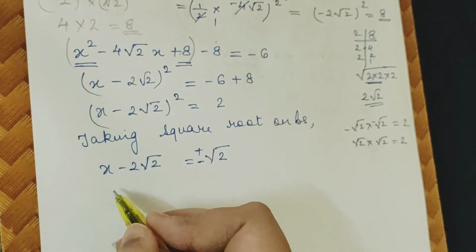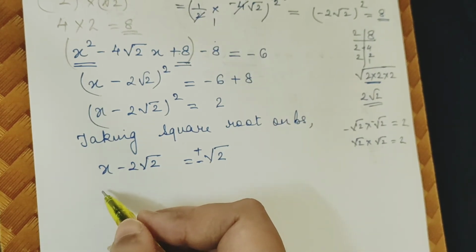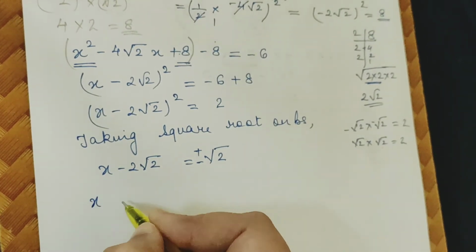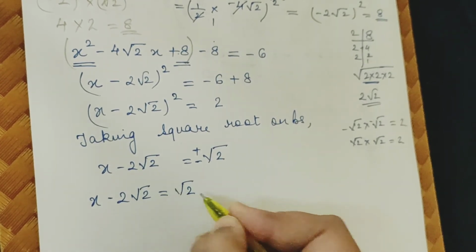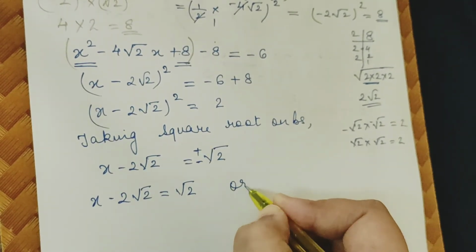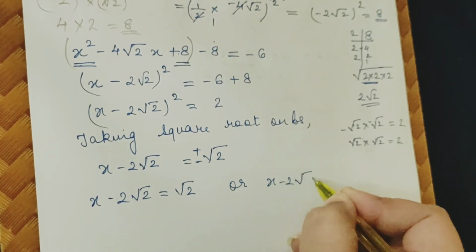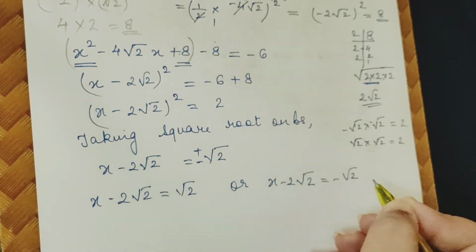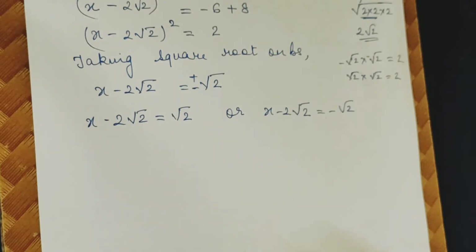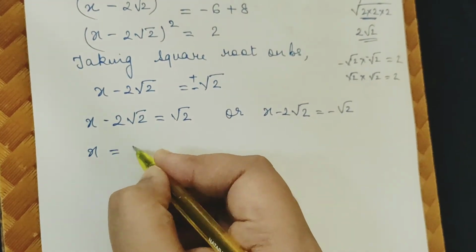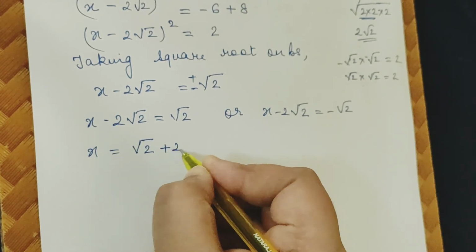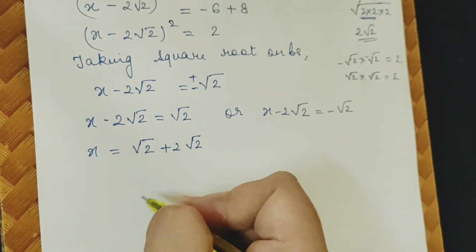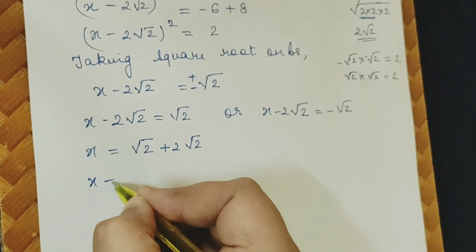Now our motive here is to find the value of x. We need to find the roots, right? So it will be x minus 2 root 2 is equals to positive root 2, and the second time it will be x minus 2 root 2 equals to negative root 2. Clear? Now solving this further, we get x is equals to root 2 plus 2 root 2, since minus 2 root 2 transposed to the RHS will become positive 2 root 2.